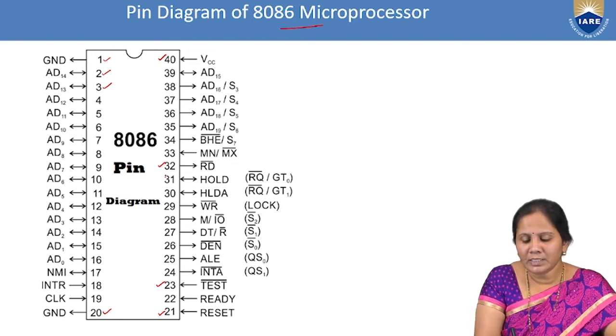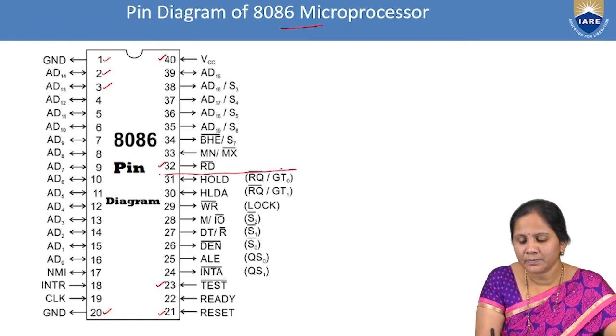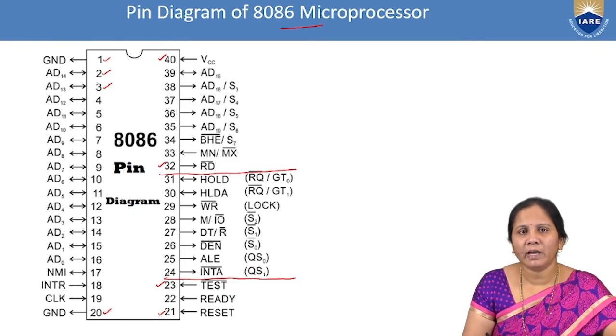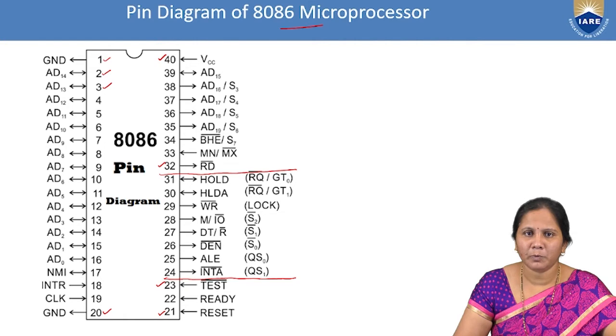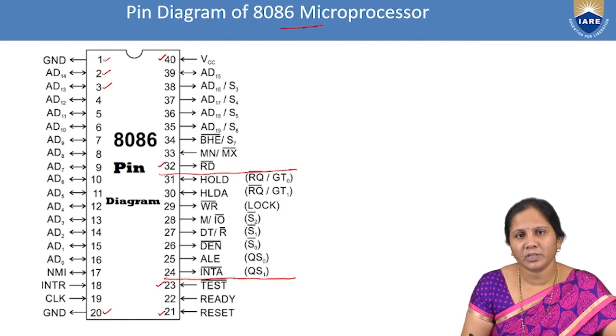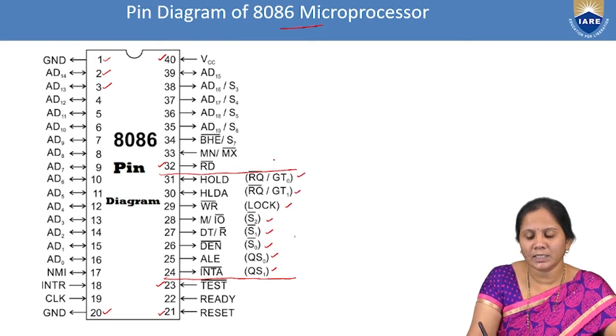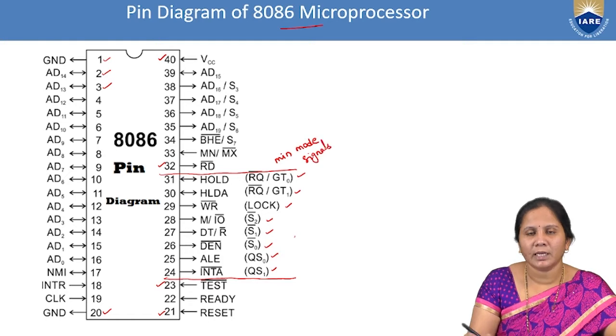But here we can see these signals, the signals from 24 to 31. These signals have a different function in the minimum mode and a different, special function in the maximum mode. So for example, if you see QS0, QS1, S0, S1, S2, LOCK, request and grant, all these signals are called minimum mode signals.